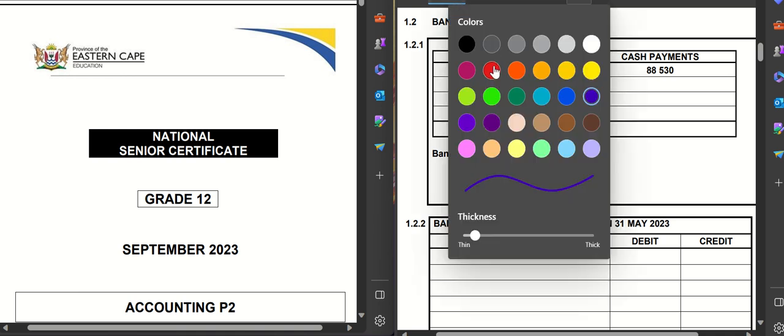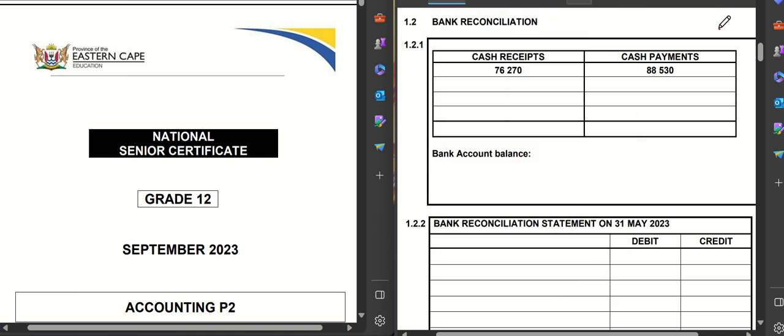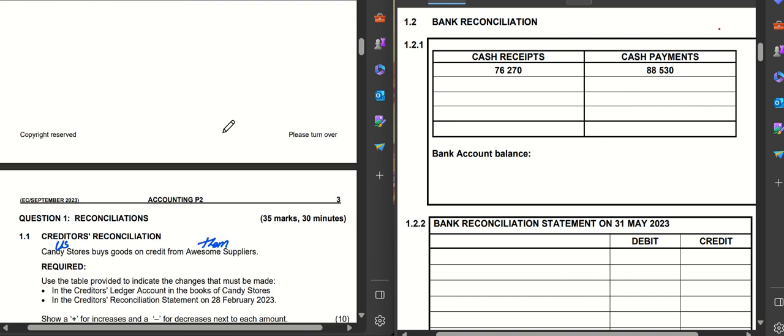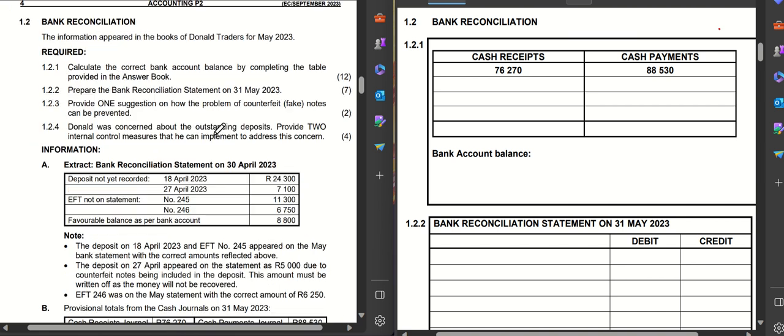In this paper, I'm going to explain question number 1.2, which is the bank reconciliation. We've already done the creditors reconciliation, so now I'm going to do the bank reconciliation. All right, let's begin. The question says, using the information appearing in the books of Donald Traders, calculate the correct bank account balance by completing the table provided in the answer book.